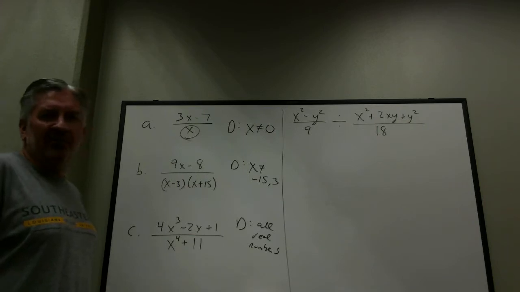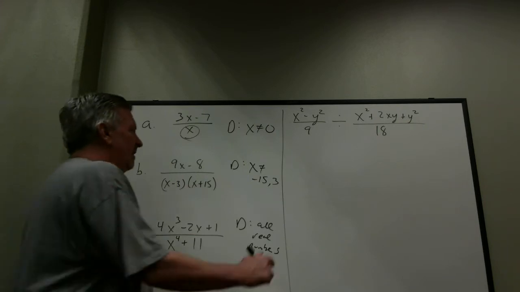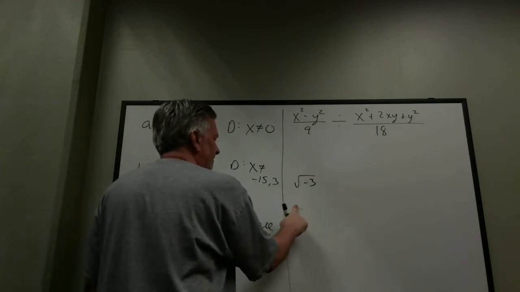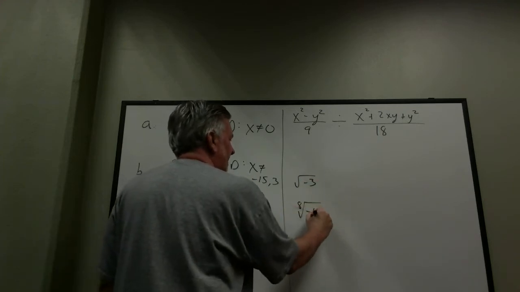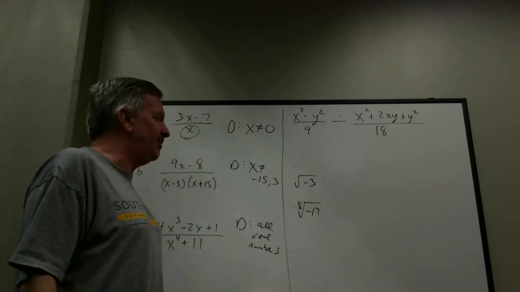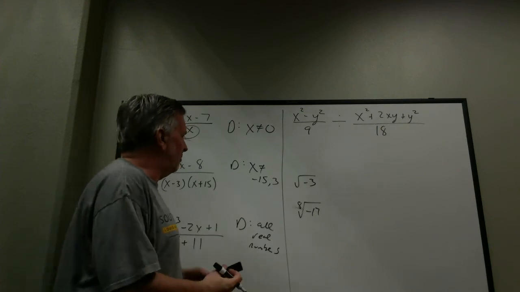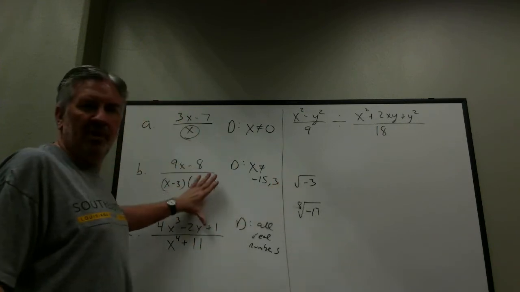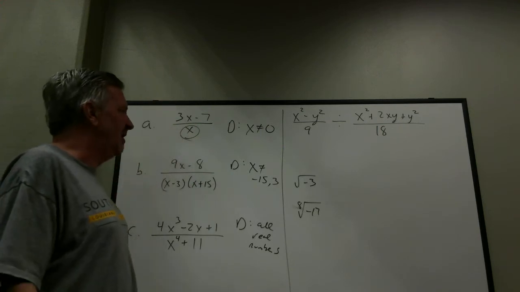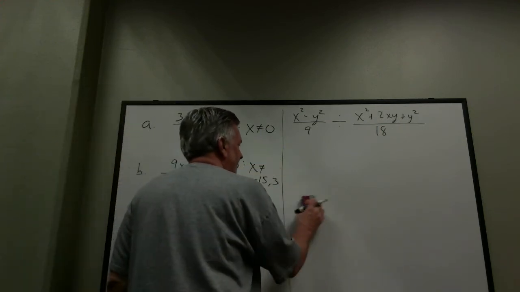If you take an even root of a negative number, like the square root of -3, or the 8th root of -17, those are both undefined in the real numbers. Those are called complex numbers. But notice roots don't show up in rational expressions, because remember the powers on the x's are 1, 2, 3, 4, 5, not fractional exponents.